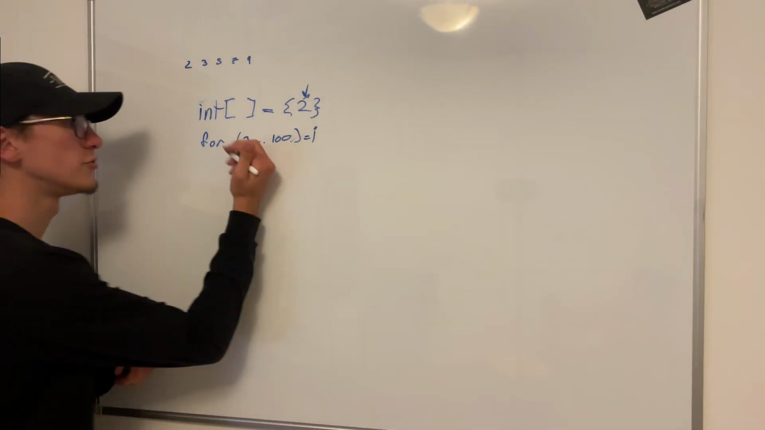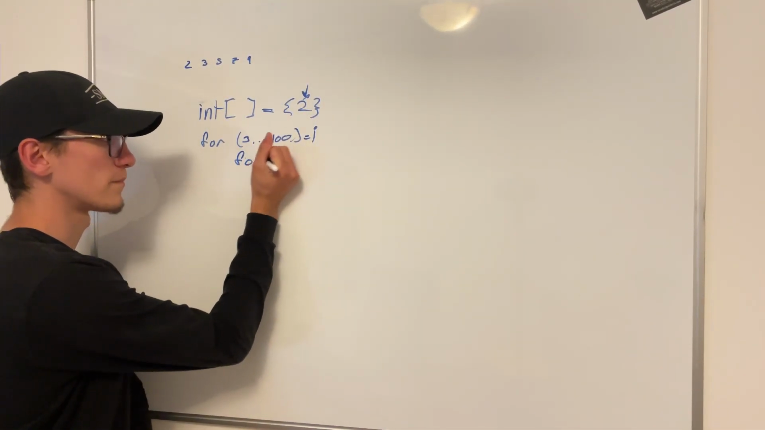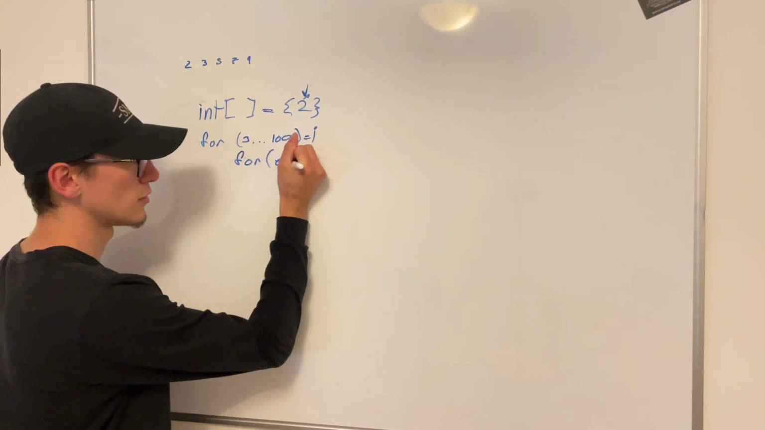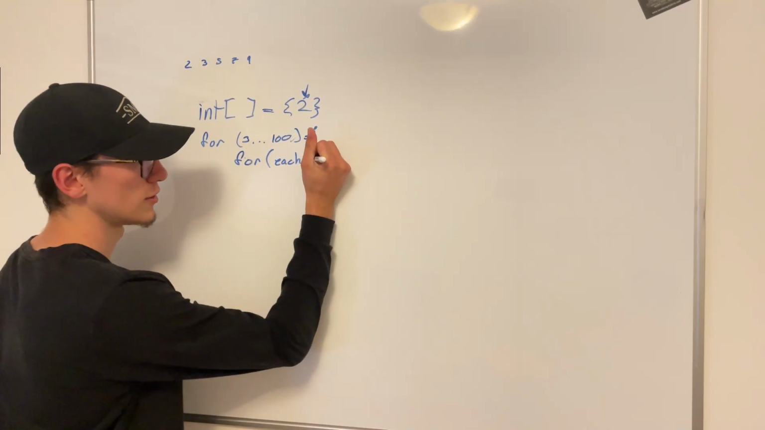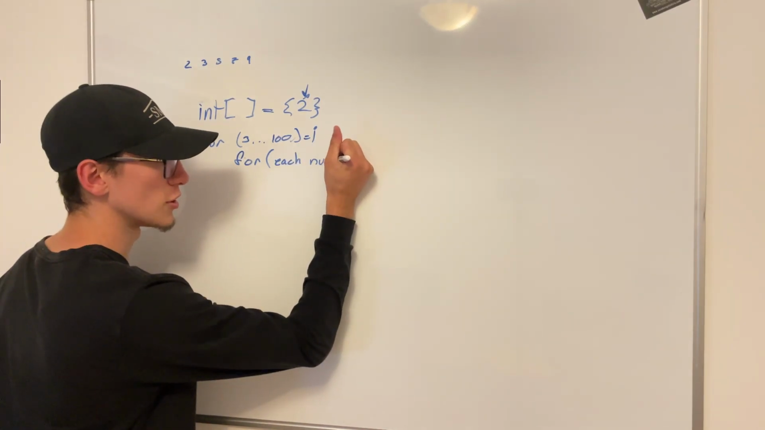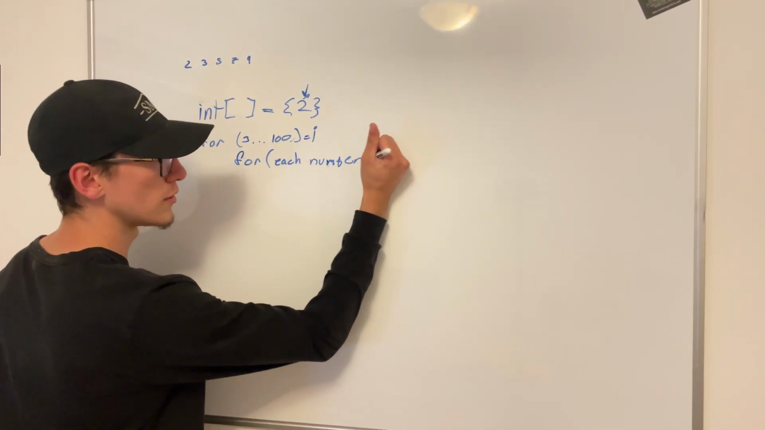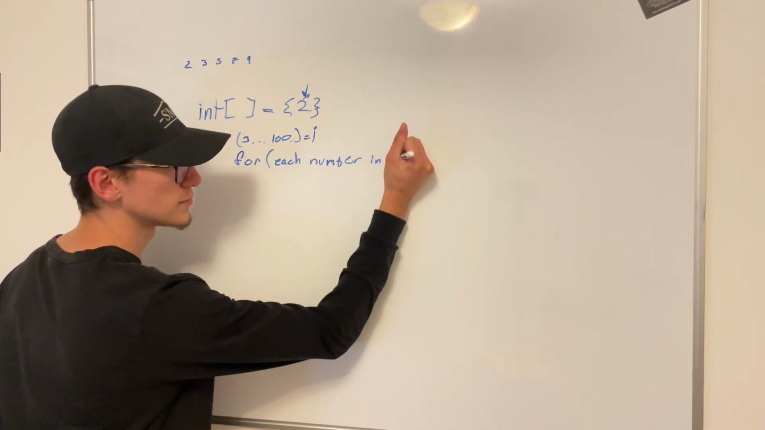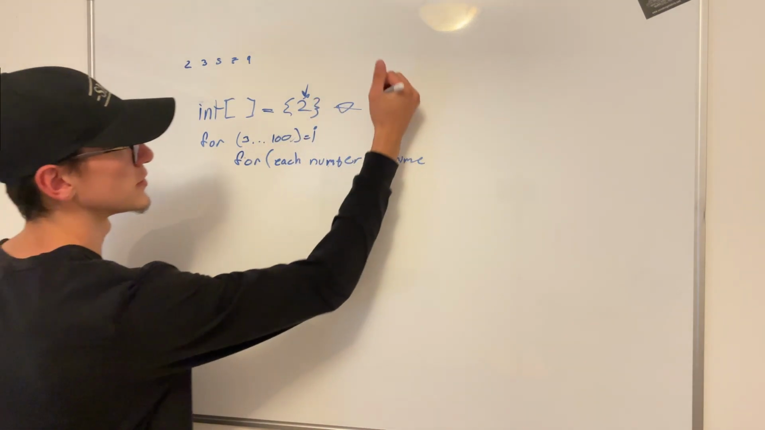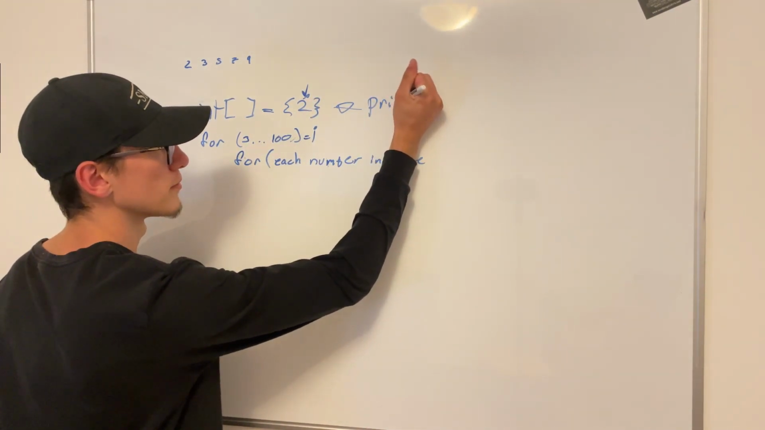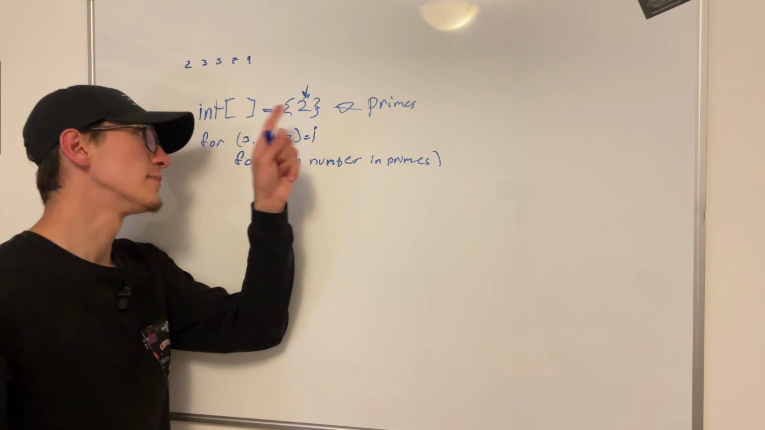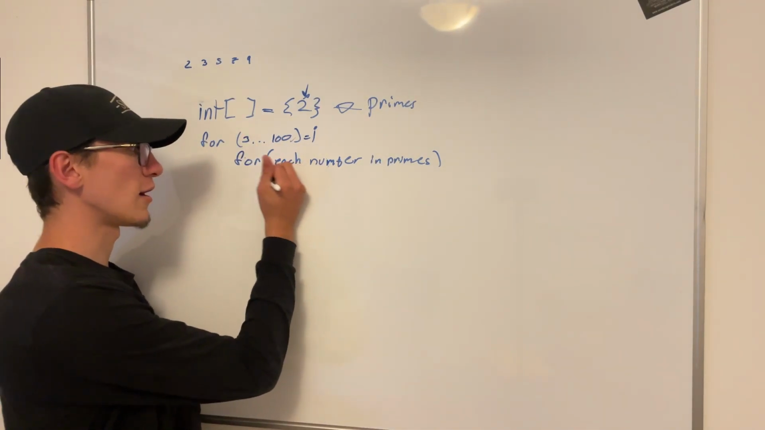We can just do another for loop that goes for each number in primes. So primes would be this, right? This is primes. All right, so for each number in primes, we can check.